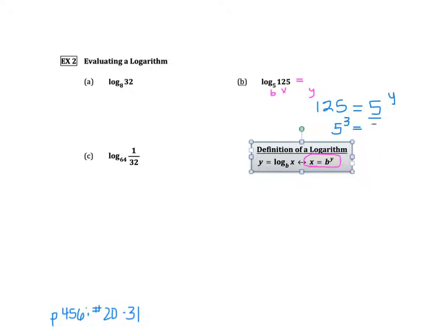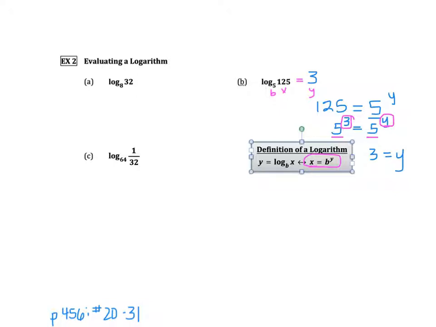So 5 to the third power equals 5 to the y power. Now, if you have both sides of your equation written with the same base, then the exponents must be equal. So we now know that 3 must equal y. So if we go back up to our original equation, we were trying to find y, and y is 3.